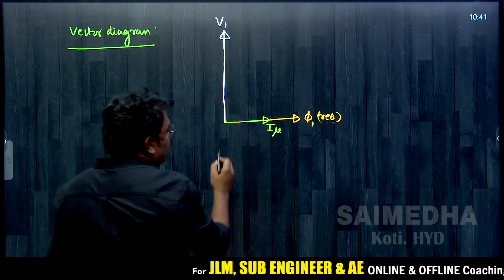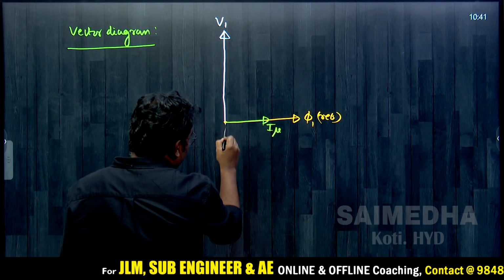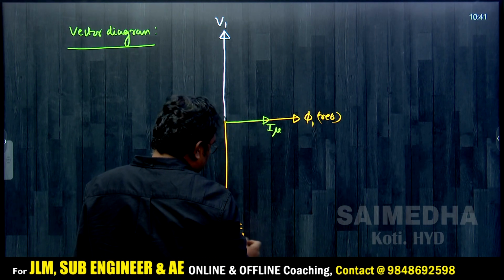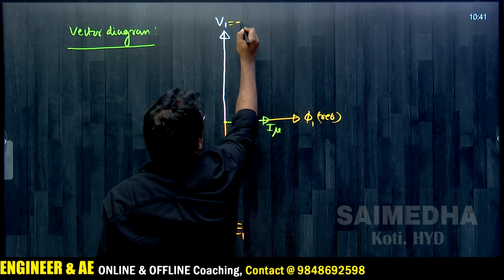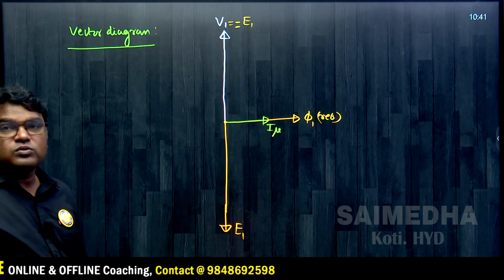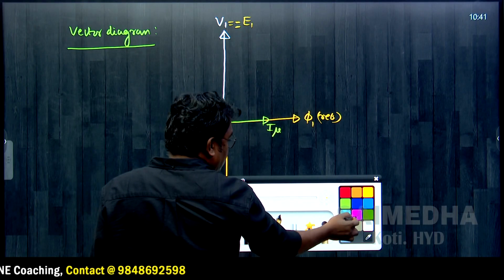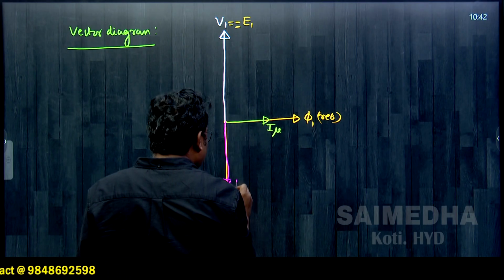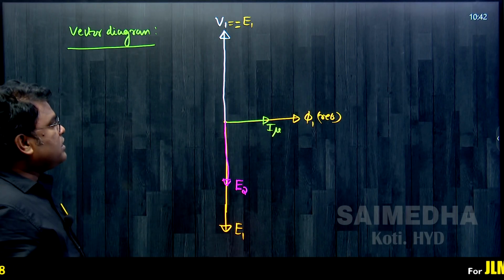And what about the EMF induced in the primary winding? The EMF induced in the primary winding of the transformer lags the flux by 90 degrees. So E1 opposes the applied voltage, to satisfy Lenz's law. This minus sign indicates Lenz's law. And what about the EMF induced in the secondary winding? This is the EMF induced in the secondary winding of the transformer, E2. So this is the vector diagram till now.